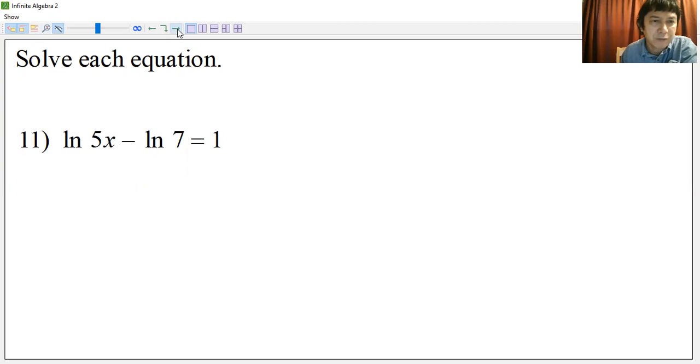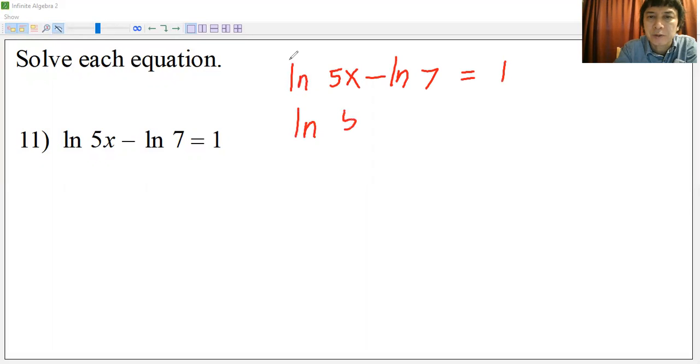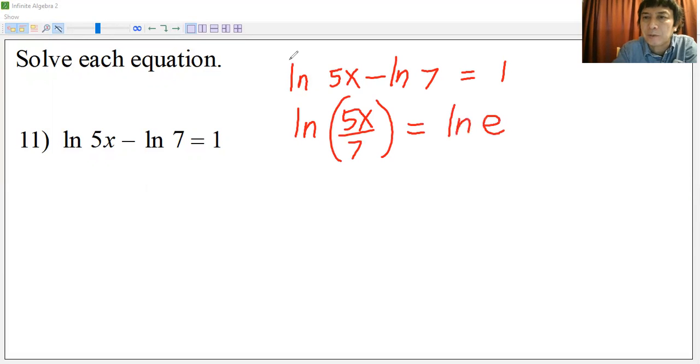Solve the equation ln 5x minus ln 7 equals 1. Again, we have a subtraction here. So we can compress the logarithms as a ratio. Because it's a minus, we can write this as ln 5x over 7. Compressing it to one logarithm and converting the 1 in terms of logarithm, this is ln of e to the 1, like that. Then we can drop the ln's.